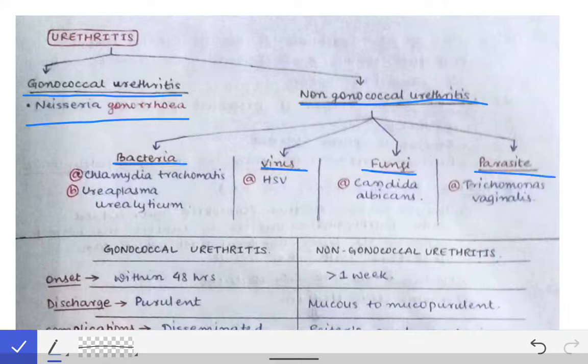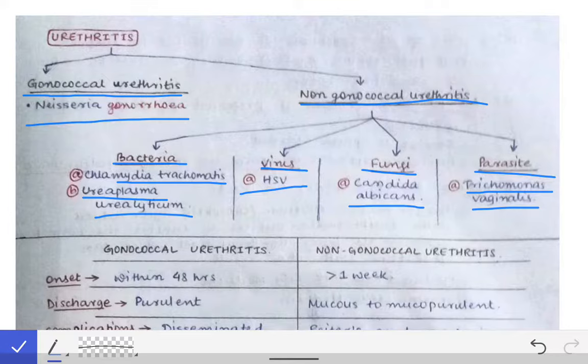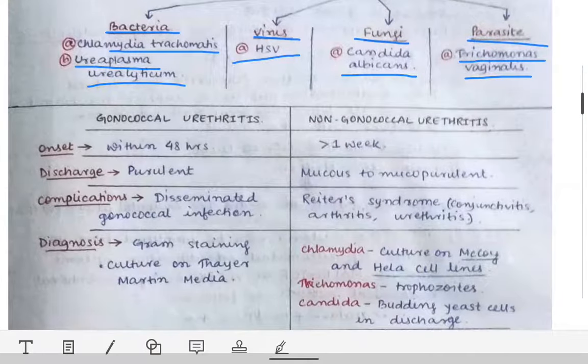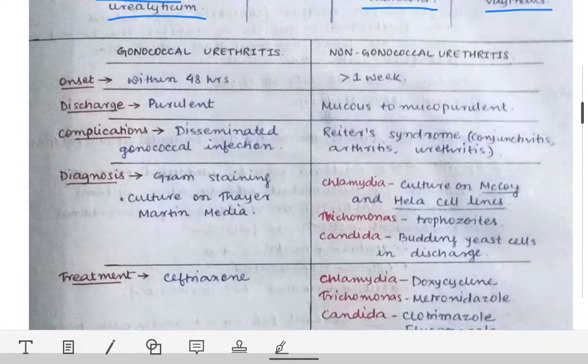The bacteria which can cause non-gonococcal urethritis are Chlamydia trachomatis and, more important than chlamydia, Ureaplasma urealyticum. So, these are the two bacteria which can cause urethritis other than gonococcus. Among viruses, the herpes simplex virus can cause urethritis. Among fungi, Candida albicans may cause non-gonococcal urethritis, and among parasites, Trichomonas vaginalis may cause non-gonococcal urethritis.